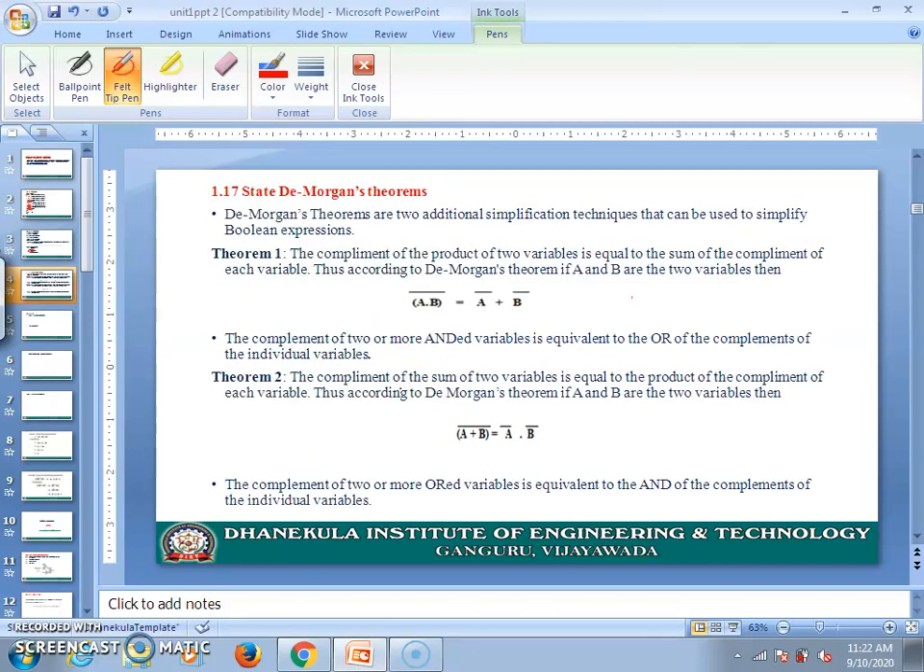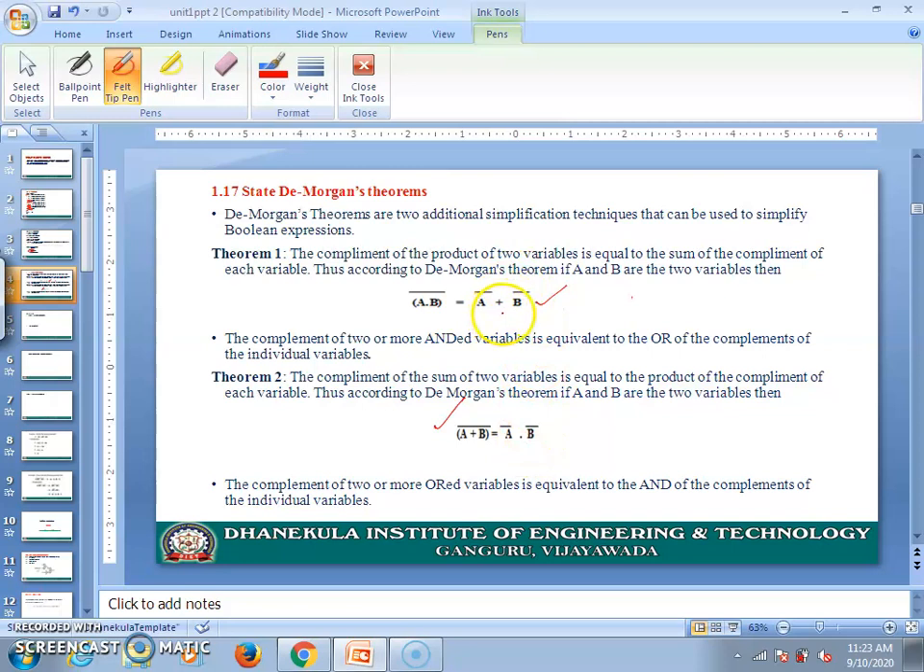Next, coming to De Morgan's theorems. De Morgan is nothing but a scientist's name. The scientist De Morgan invented two theorems for the simplification of Boolean expressions. First theorem is A dot B whole bar is equal to A bar plus B bar, and the second theorem is A plus B whole bar is equal to A bar dot B bar.